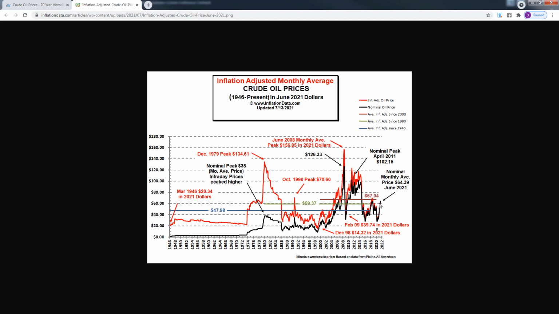Here is where it is now. This is as of 7/13/2021, so it's not up to date. I found these at these links up here, just in Google. So I want to share with you two or three trading systems that we could use to capture these moves higher in crude oil.